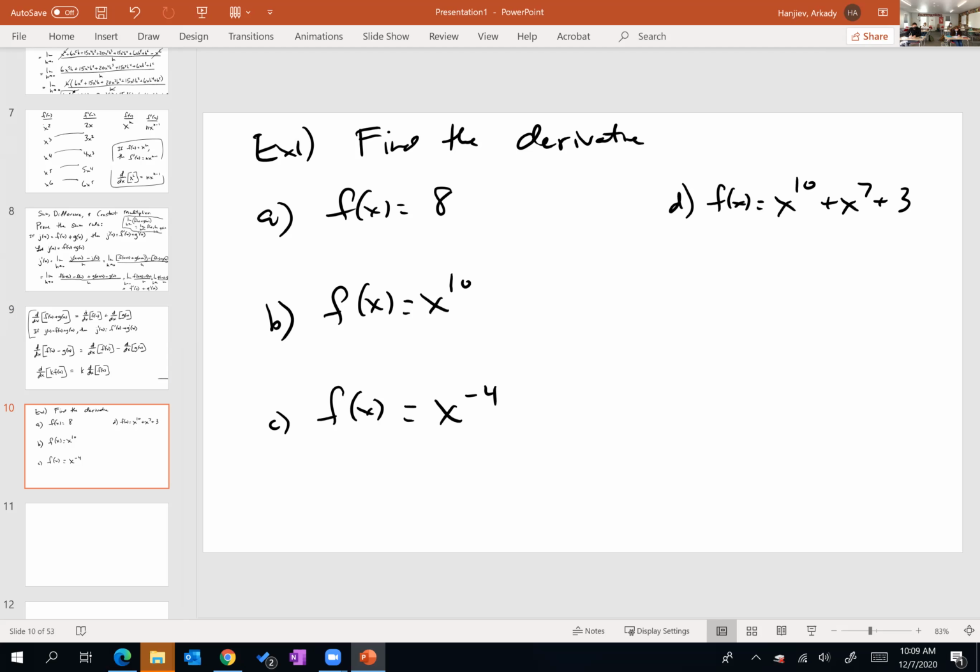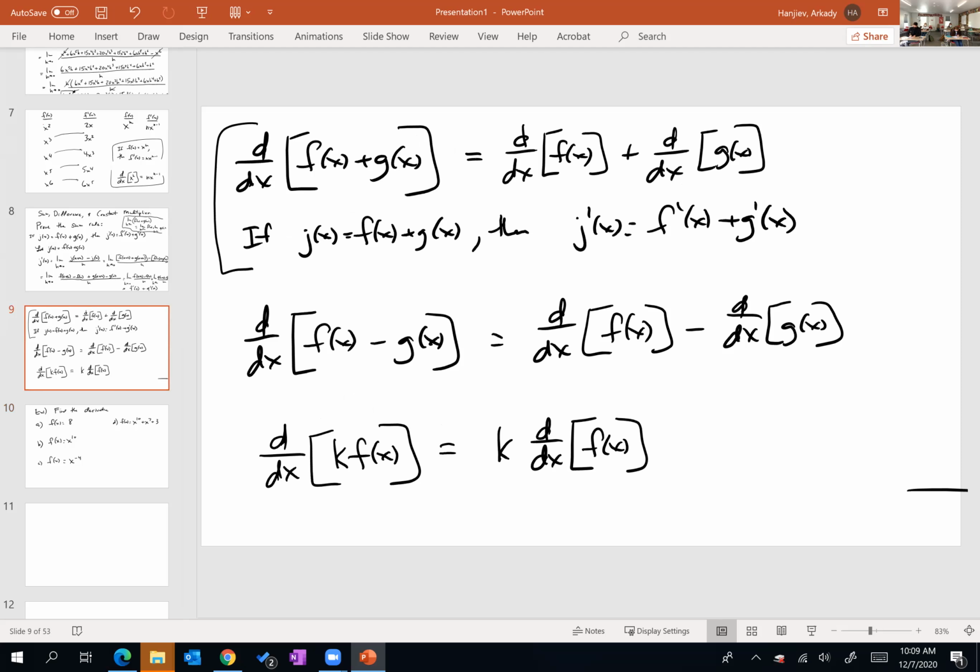Can you go back to the last one? I didn't write down all of them yet. Sure, absolutely. Which ones did you not get? The second one is f of x equals x to the 10. The third one is f of x equals x to the -4th, I think. I'm pretty sure that's what it is.